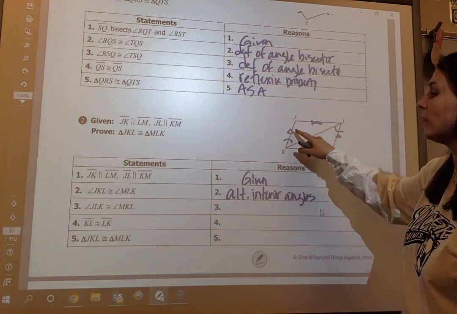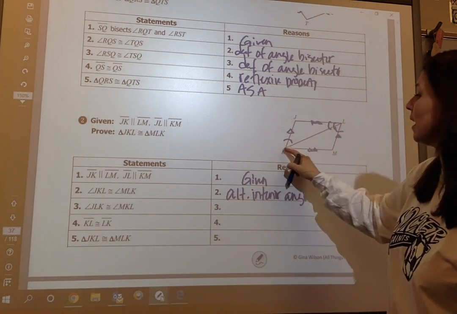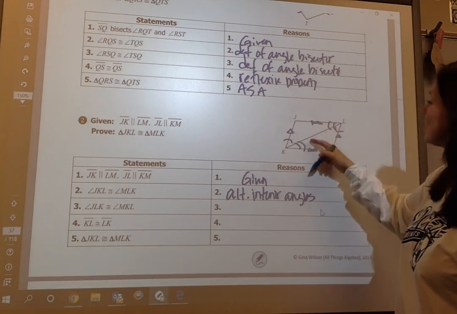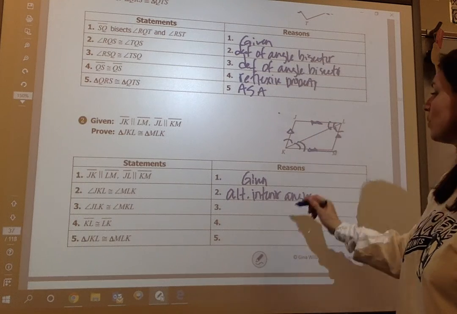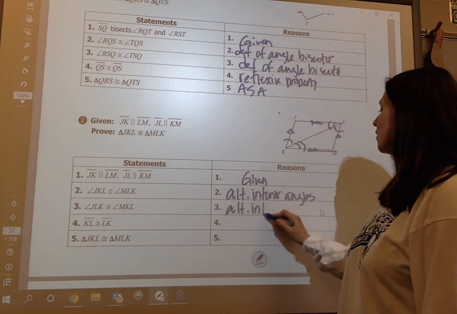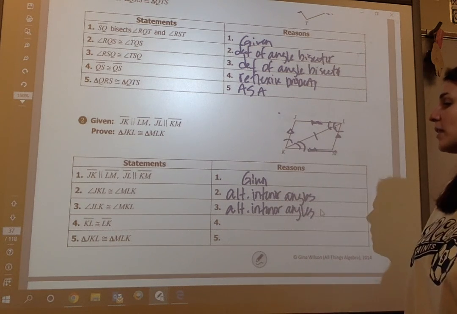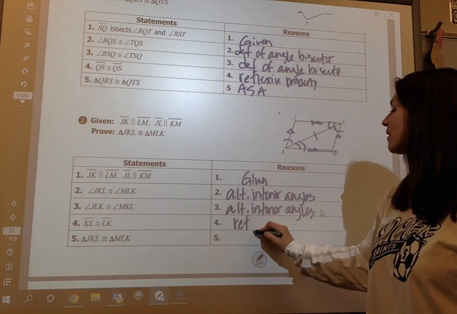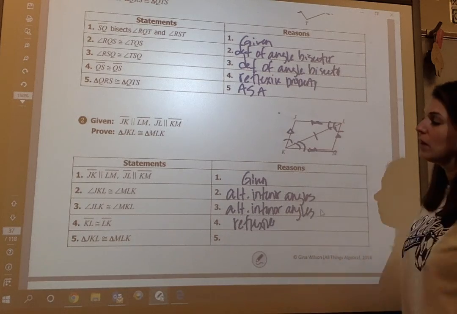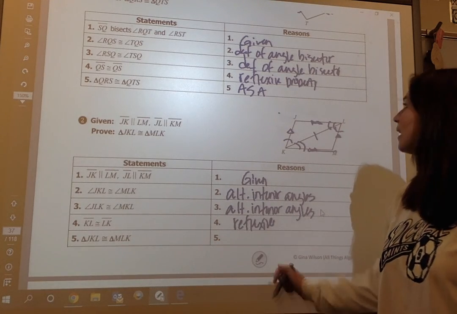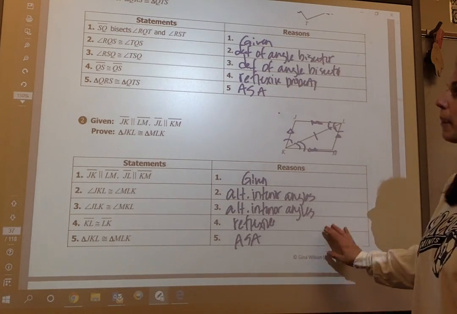I can also say, if I look at JLK and MKL, here are my parallel lines cut by my transversal. So now these are alternating interior angles. And I know KL is congruent to KL because of the reflexive property. And now I have angle, side, angle. So I can make my Big Daddy statement, and I can say angle, side, angle as my proof.